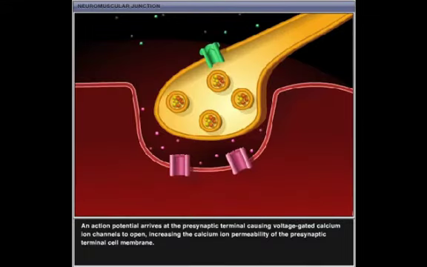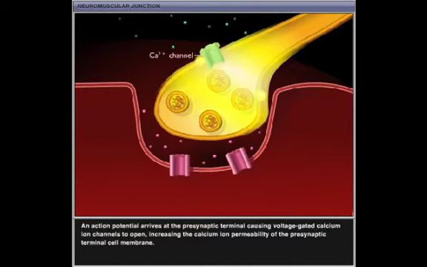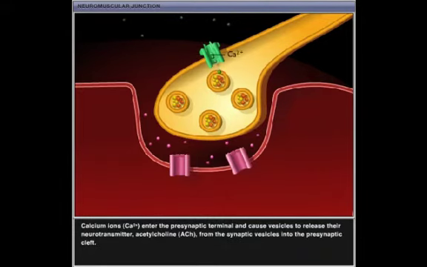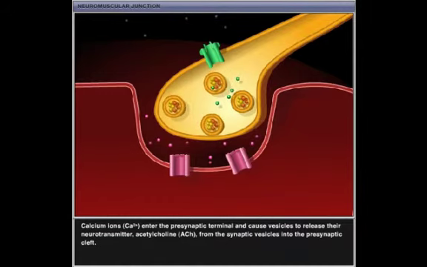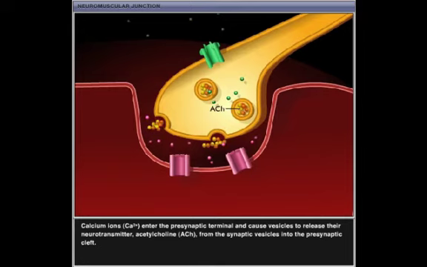So let's review with an animation from APR. An action potential arrives at the presynaptic terminal, causing voltage-gated calcium ion channels to open, increasing the calcium ion permeability of the presynaptic terminal cell membrane. Calcium ions enter the presynaptic terminal and cause vesicles to release their neurotransmitter acetylcholine from the synaptic vesicles into the presynaptic cleft.